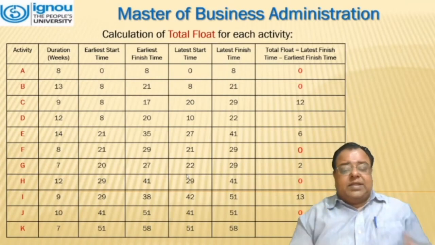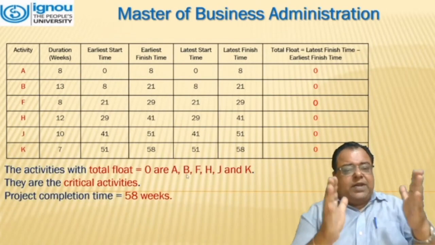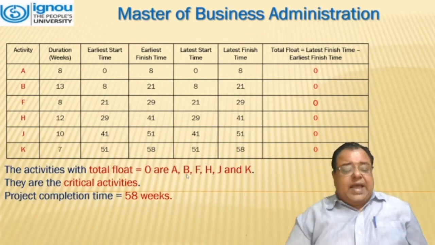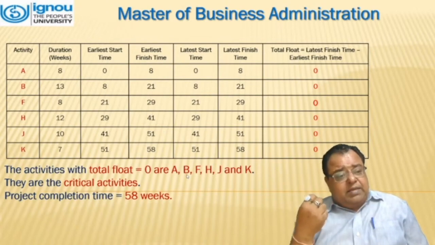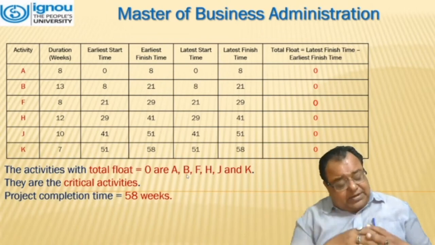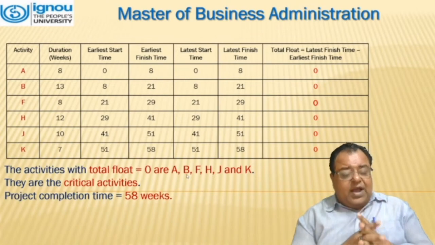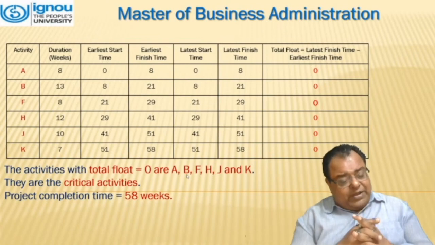Now we will be picking these values, the 0 ones. Now it has been placed over here. That means the activities which are having 0 float are A, B, F, H, J, and K. That means those activities which are without float are the critical activities. And the total project completion time is 58 weeks.